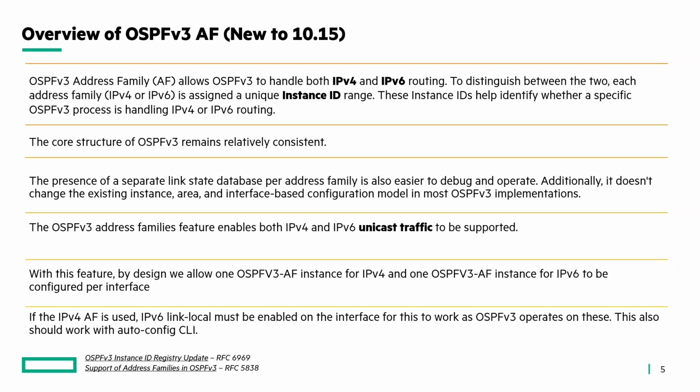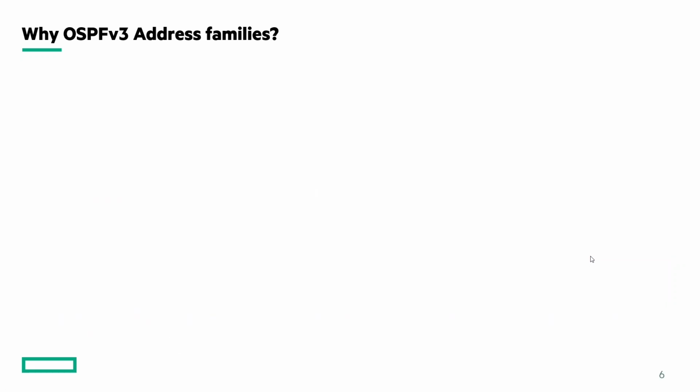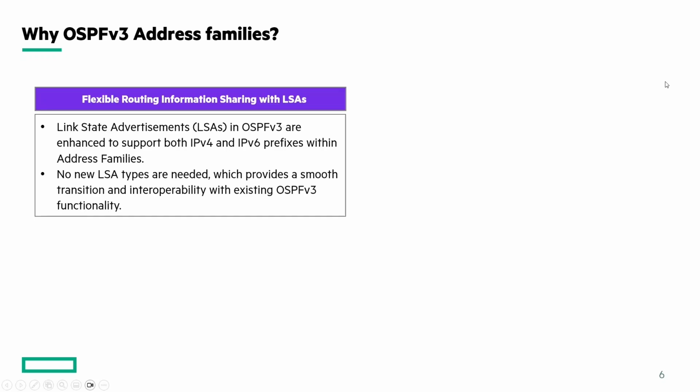So you can refer to RFC 6969 to know more about the OSPFv3 instance IDs and RFC 5838 to read more about the address family support in OSPFv3. So let's look at why OSPFv3 address families are important. The first is flexible routing information sharing with LSAs. LSAs in OSPFv3 are enhanced to support both IPv4 and IPv6. No new LSA types are needed, which provides a smooth transition and interoperability with existing OSPFv3 functionality.